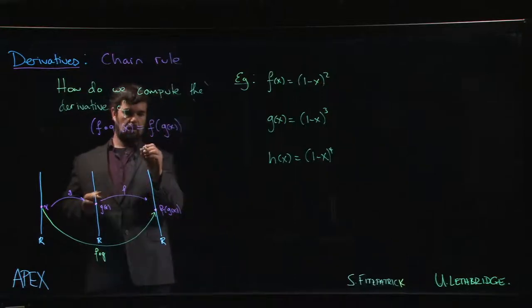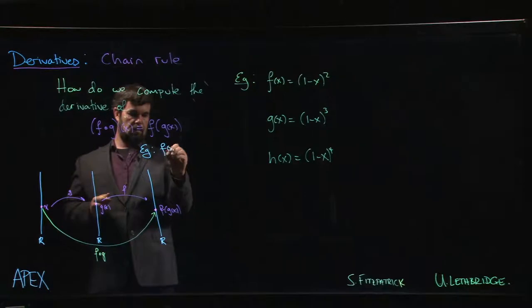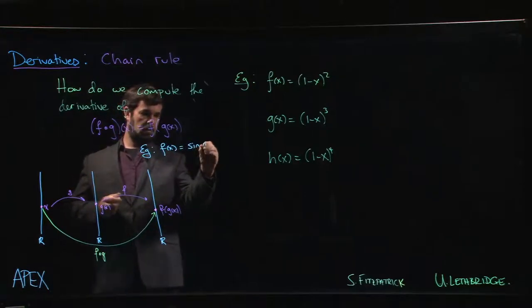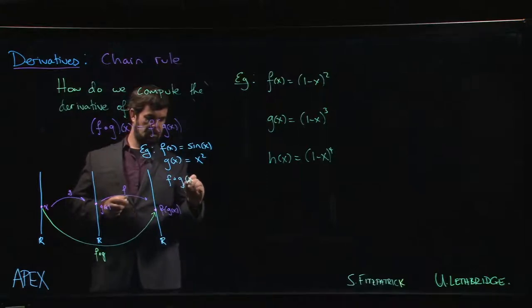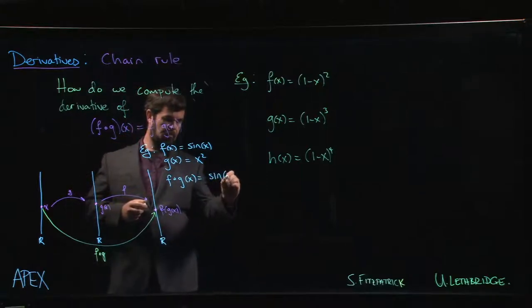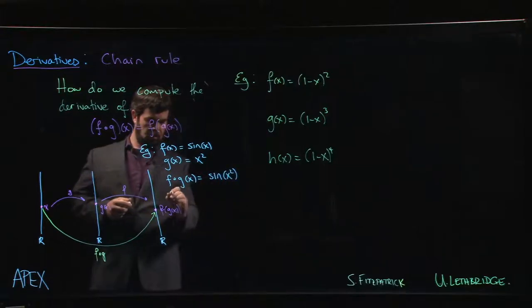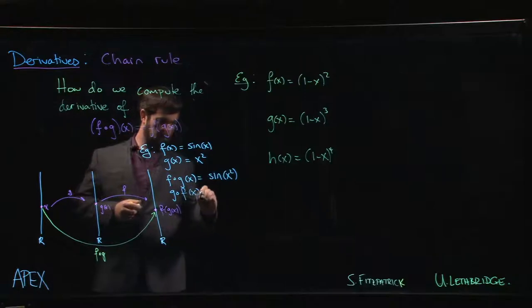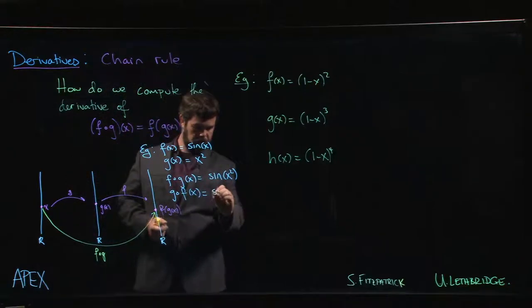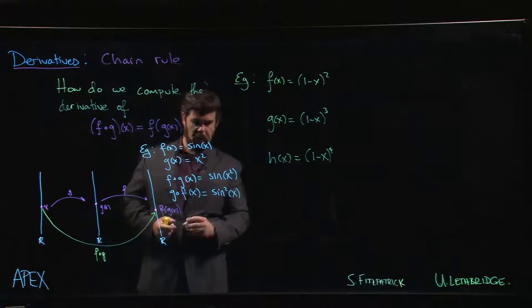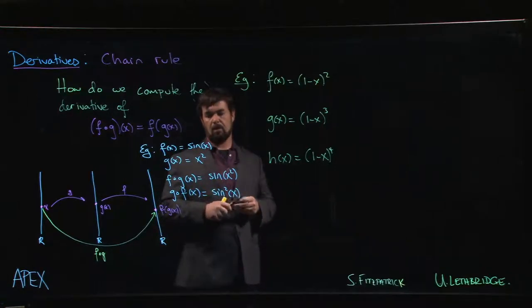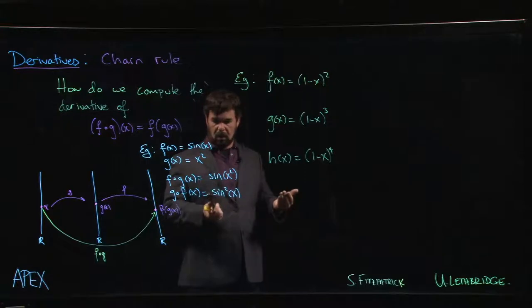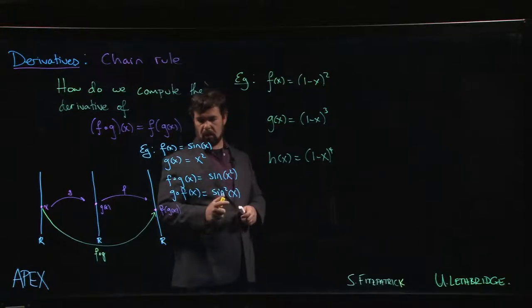So for example, if f of x is sine x and g of x is x squared, we would have, say, f composed with g being sine of x squared. Of course, we could also do g composed with f, and that would be sine x and then squared, so sine squared x. And of course, as you'll all remember when you learn about compositions in your pre-calculus, the order matters, right? These are not the same function. We don't yet know how to take the derivative of, well, certainly not this one.